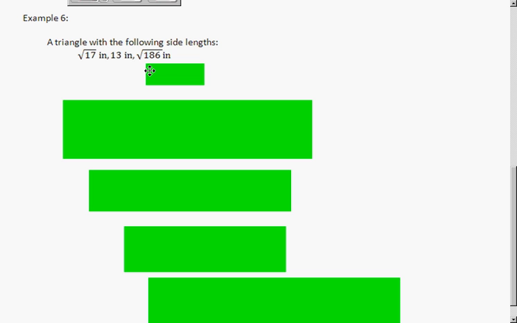I would find out what the square root of 186 is, and it's approximately 13.6. If you look up here, 13.6 would be your longest side. Therefore, the square root of 186 is side C. Go ahead, pause, and work through it.